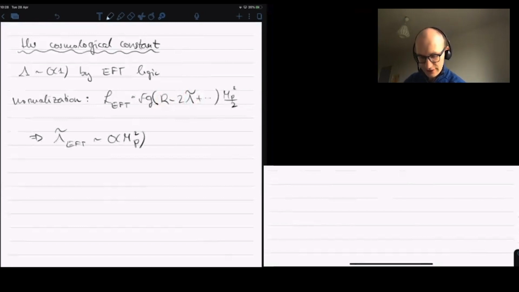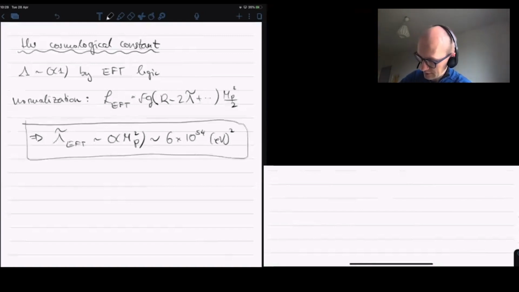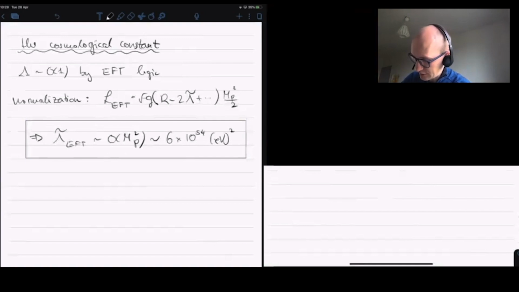If we evaluate that, this is basically the EFT prescription or prediction. Every operator in the derivative expansion that can be there should be there, and should be order 1 in natural units. If I evaluate it, it is something like 6 times 10 to the 54 electron volt squared. We can even put a box around it. This would be the EFT prediction.